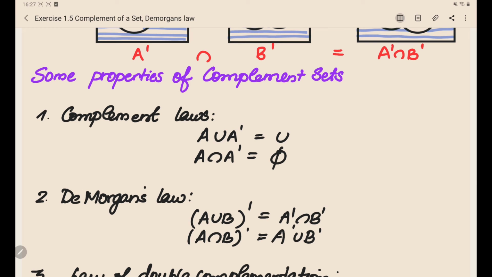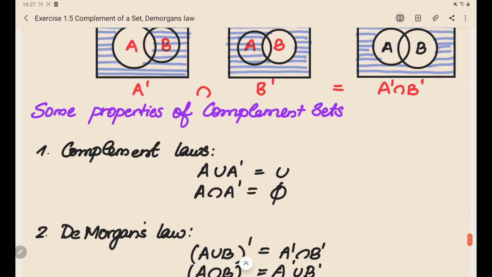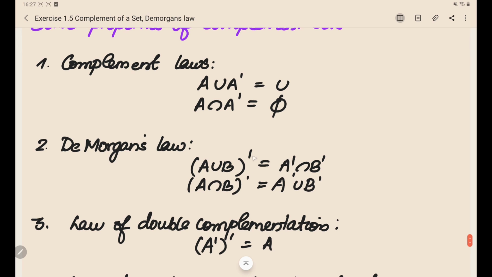A union A complement. What is A? Set of all elements which belong to A. A complement means the set of all elements which do not belong to A. So if you add up all these subsets, what will you get? You will get your universal set. Again, if you take the intersection, is there anything common between A and A complement? No, there are no elements common between set A and set A complement. So the result is the empty set. It's valid, right?